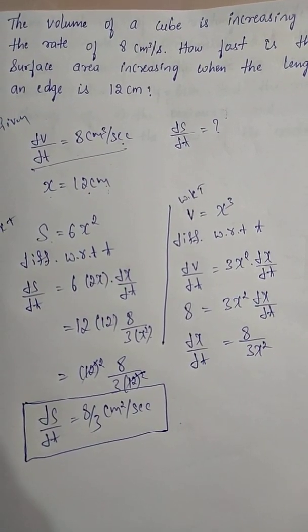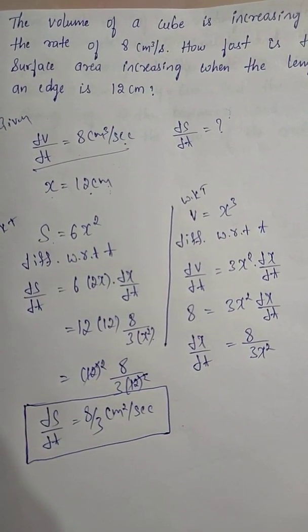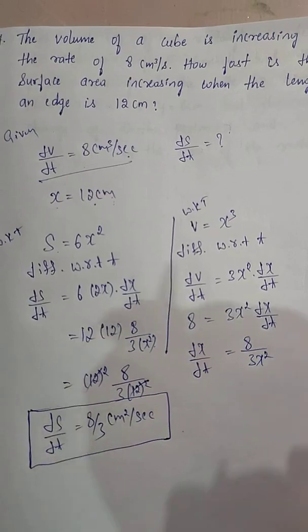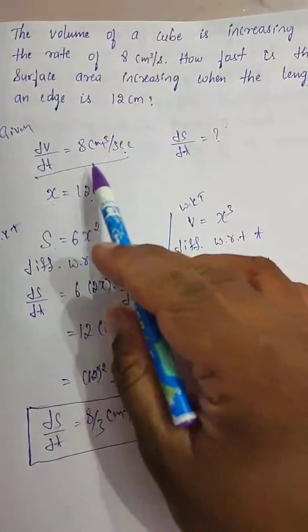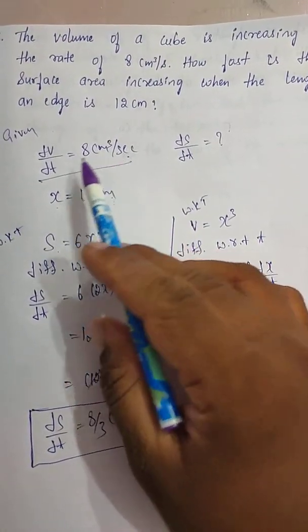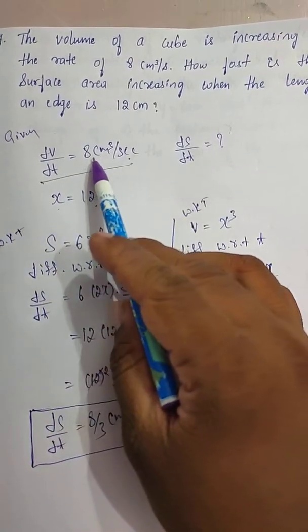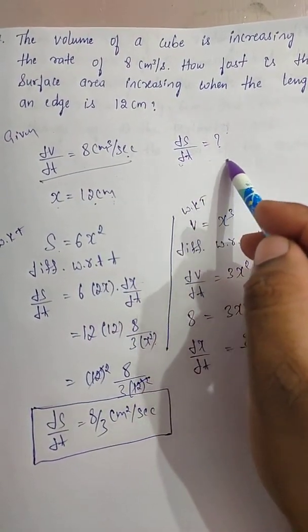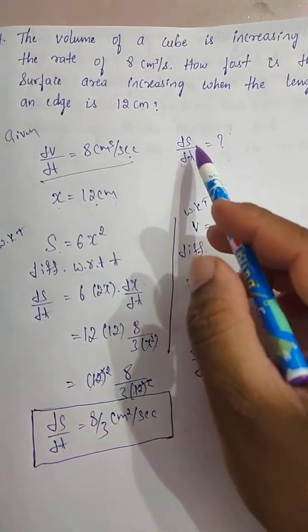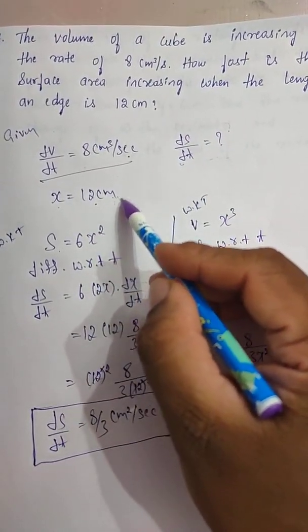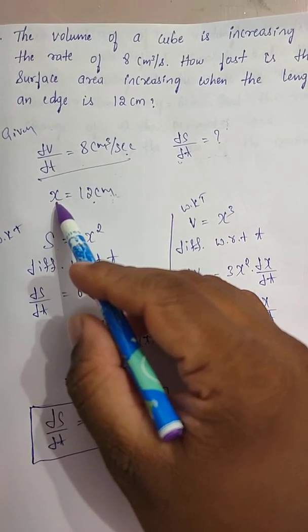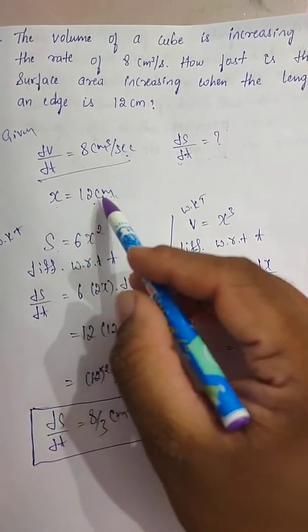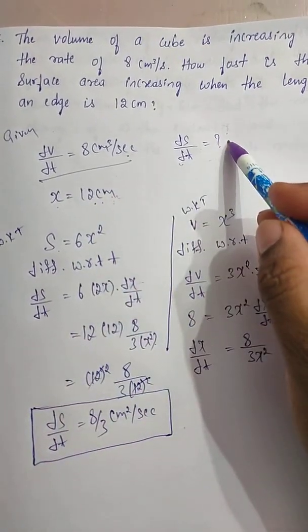So very important. Once again I am repeating, just listen here. The volume of a cube is increasing at the rate of 8 cubic centimeter per second, meaning the volume is changing with respect to time. How fast is the surface area increasing? dS by dt is equal to question mark, when the length of an edge is 12 centimeter. Let me consider the edge as x is equal to 12 centimeter. So they asked to find the surface area.